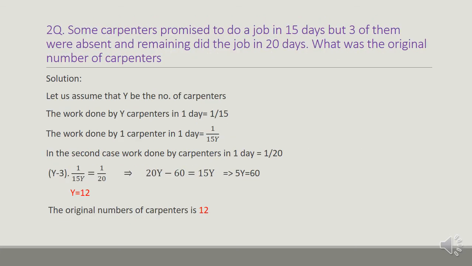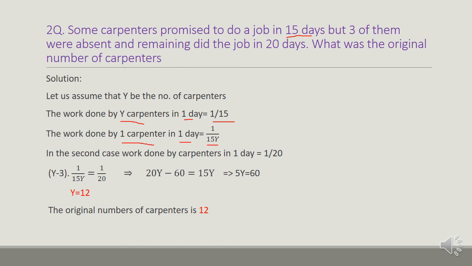Here some carpenters promised to do a job in 15 days, but 3 of them were absent and the remaining did the job in 20 days. What was the original number of carpenters? Let us assume that y is the number of carpenters. These carpenters can do the job in 15 days, so the work done by y carpenters in 1 day is 1 by 15. Then the work done by one carpenter in 1 day is 1 by 15y.